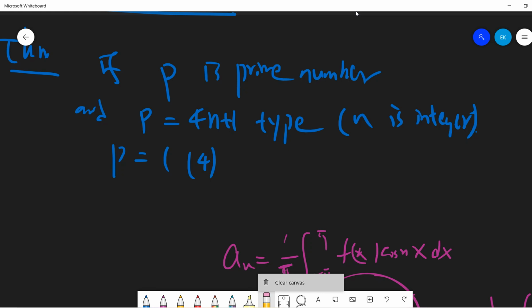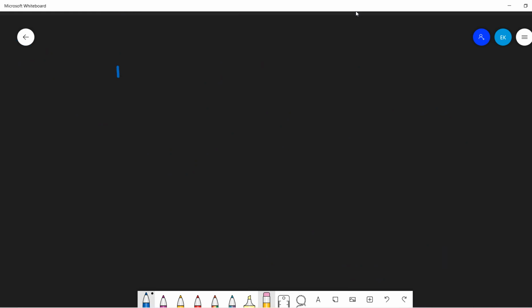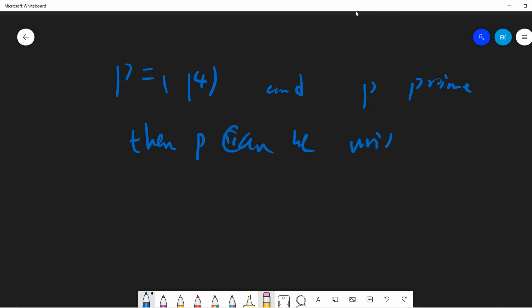Sorry, let me clean the p. So p is 1 mod 4, and p is prime. Then p can be written as x squared plus y squared, where x, y are integers. Okay, so this is the Fermat 4n+1 theorem.